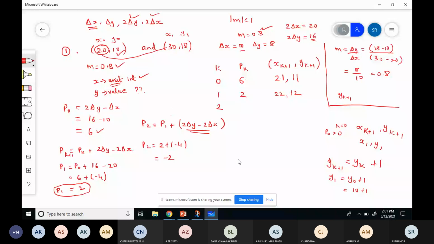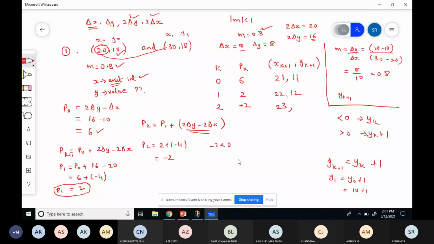Now for x, add just one value, unit interval. But for y, less than 0 means consider yk, and greater than 0 means consider y of k plus 1. So minus 2 is less than 0. So I have to copy the previous value only, 12.